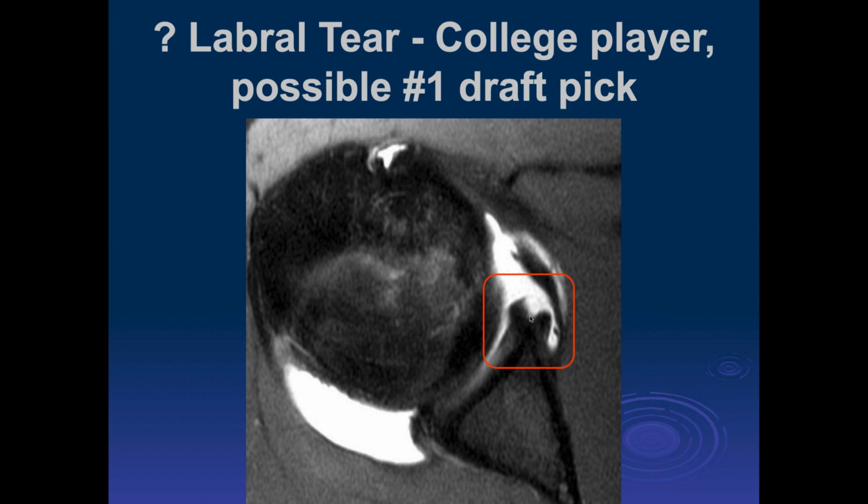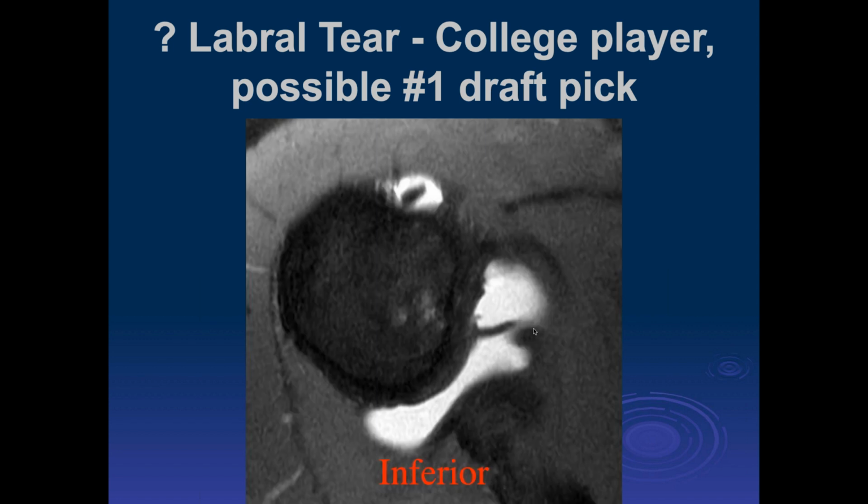Then we have something here that's a little bit irregular, but it's in the area of the labrum. And then we have this other structure in this location. And if we start down below, this is what it looks like down below. What do you think? What's this structure? It would be the anterior band of the inferior glenohumeral ligament.